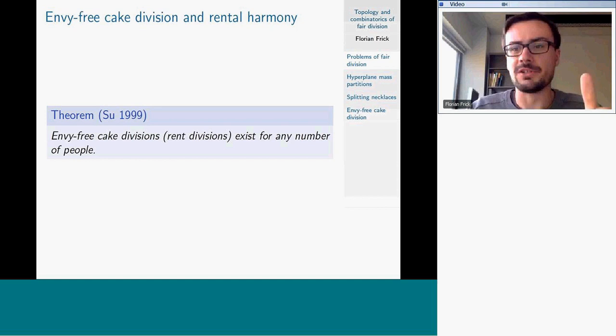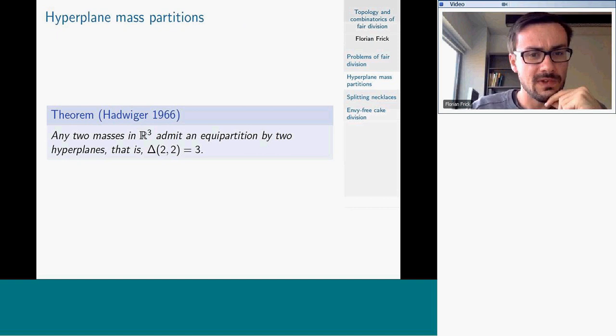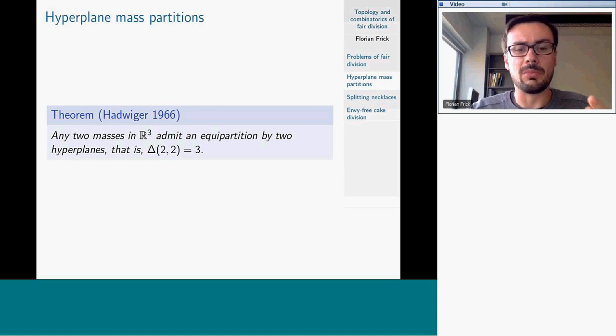Hyperplane mass partitions, splitting necklaces and these envy-free cake-oriented divisions are the problems I want to talk about. So let's talk a bit about hyperplane mass partitions. We wanted to talk about results where you use more than one hyperplane. So the first interesting case maybe is two measures and to equipartition them into four equal pieces by two hyperplanes, where this is possible.